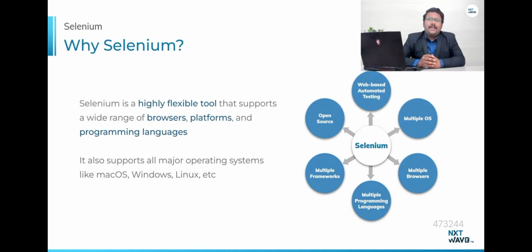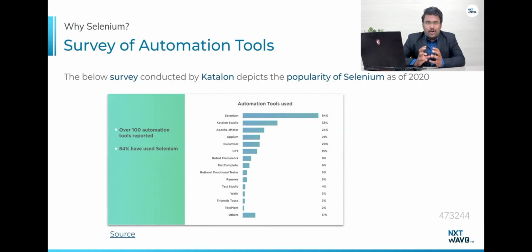Another interesting question is, why do we need to choose Selenium? Selenium is a highly flexible tool that supports a wide range of browsers, platforms and programming languages as well. It also supports major operating systems like Mac OS, Windows, Linux, and so on. In fact, when it comes to choosing tools for automation testing, Selenium has been one of the most commonly and popularly used tools, as you can see in the report by Katalon.